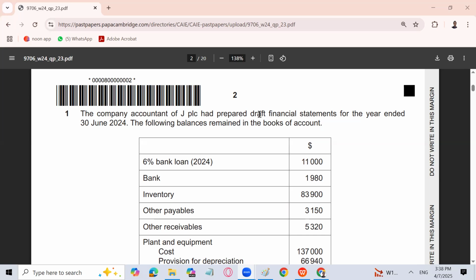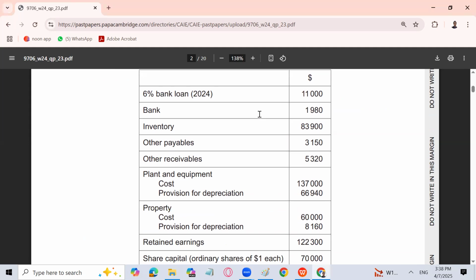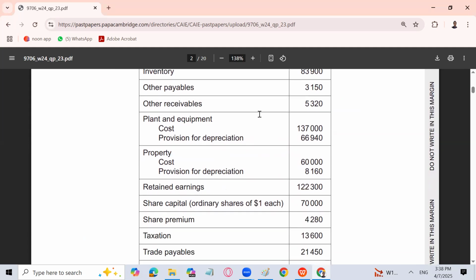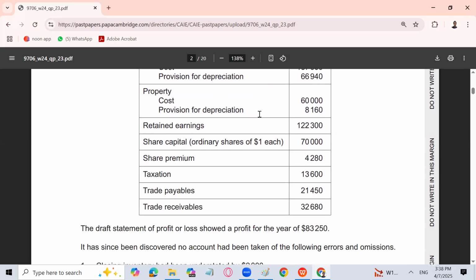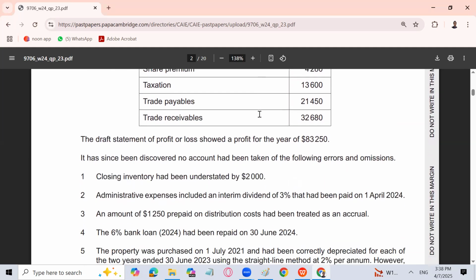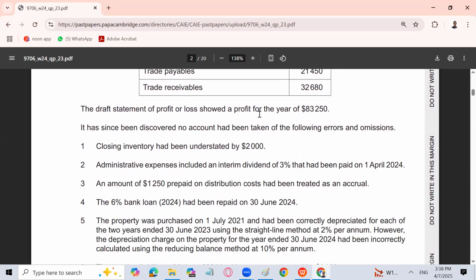The company accountant of J Limited, a public limited company, had prepared draft financial statements for the year ended 30th June. The following balances remained in the books of account: 6% bank loan 11,000, bank 1,980 positive, inventory as current asset, other payable, other receivable, plant and equipment, property, retained earnings, share capital, share premium, taxation, trade payables and trade receivables are given. The draft statement of profit or loss showed a profit for the year of 83,250.